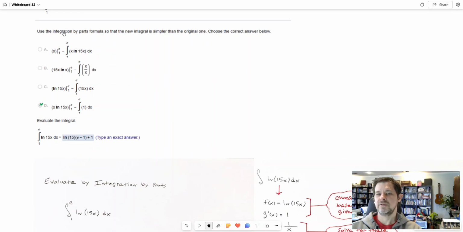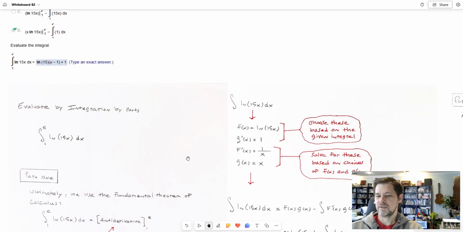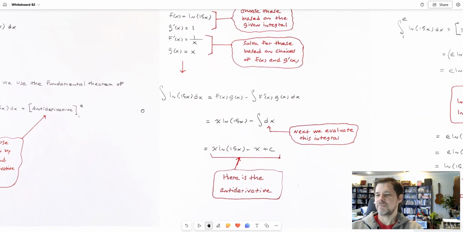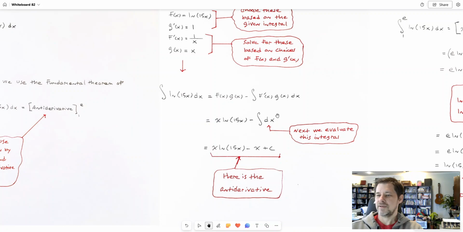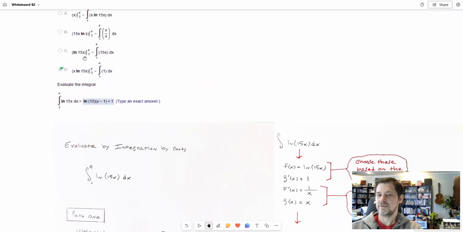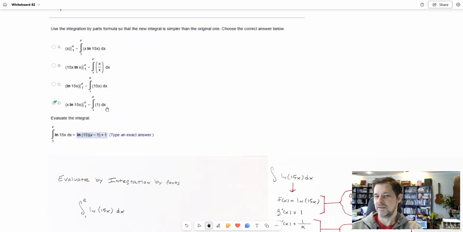But what about this first part? It says use integration by parts so that the integral is simpler and choose the correct answer. Well, I know I didn't work it exactly how it appears here. Here I see the bounds of integration are within each of these choices, but basically this is what we get from integration by parts. If I had decided to keep writing the bounds of integration, it would have been for this part 1 to e, and then for this other integral 1 to e. So look at that and you'll see this. So that's why D is indicated there to be the correct choice.